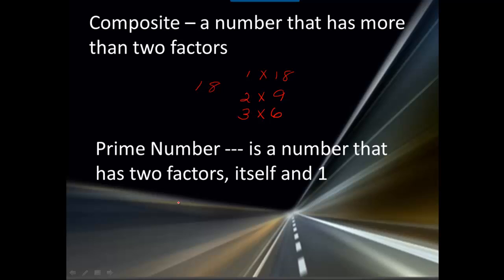Let's now look at prime number. A prime number is a number that has 2 factors, itself and 1. Let's look at the number 2. What are the factors for 2? Itself and 1. There are no other factors. 3. Itself and 1. And we could list more.